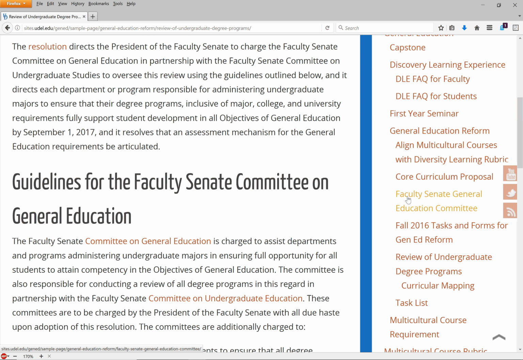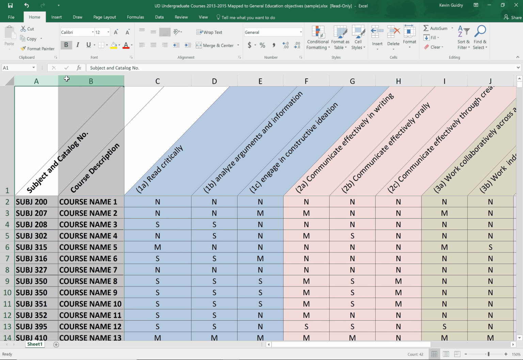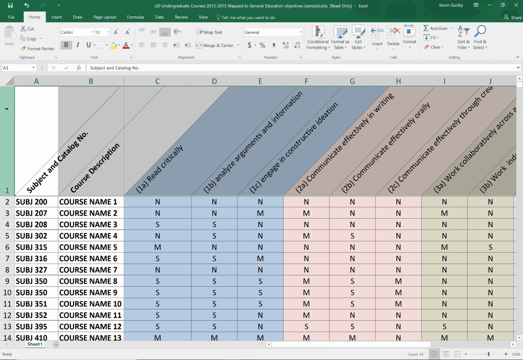To explain curricular mapping, let me show you an example. This is a sample curricular map. It lists courses down the left-hand side, and it lists objectives across the top.